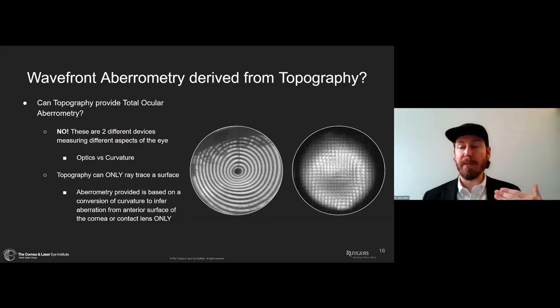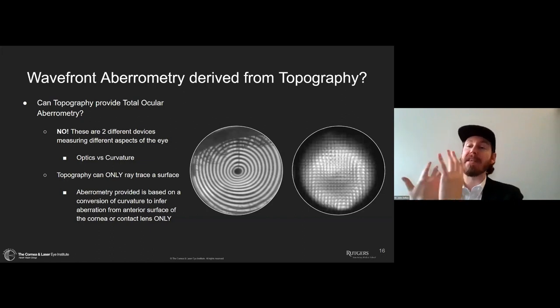Wavefront aberrometry will give you the total optical system. Topography will only give you the surface of what you're measuring. So if the surface that you're measuring is the cornea, it can calculate out, based on the spacing on those rings, what sort of inferred aberration the cornea might be able to contribute to on that anterior surface. And if you add a contact lens into that, you can also get an idea of what the surface of that contact lens is going to do, right? Because the contact lens is now the thing that the light is reflecting off of, those rings are reflecting off of.